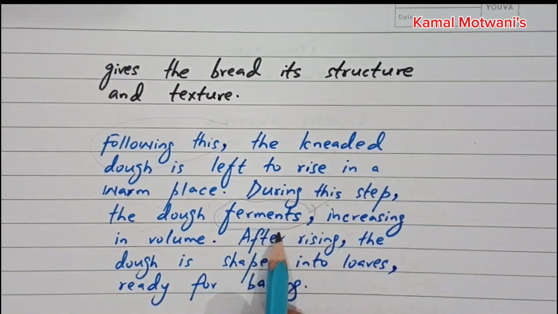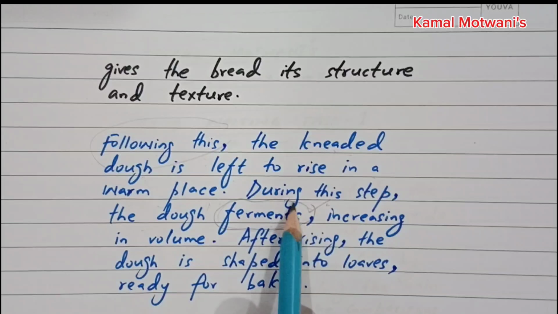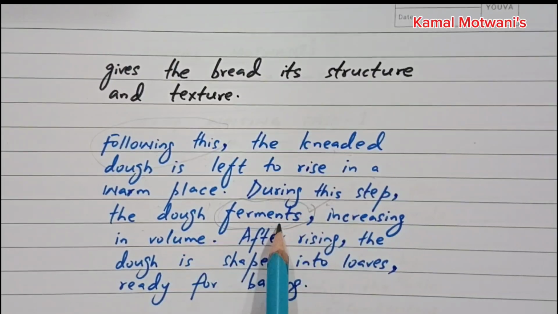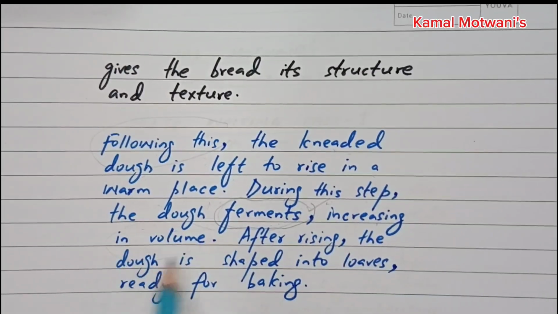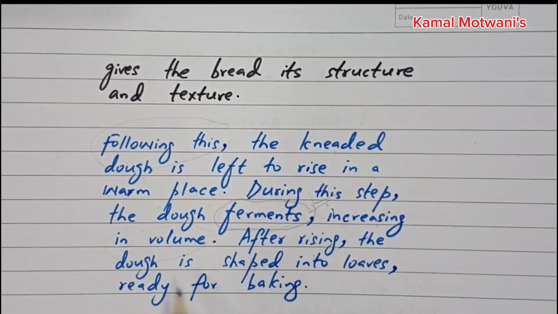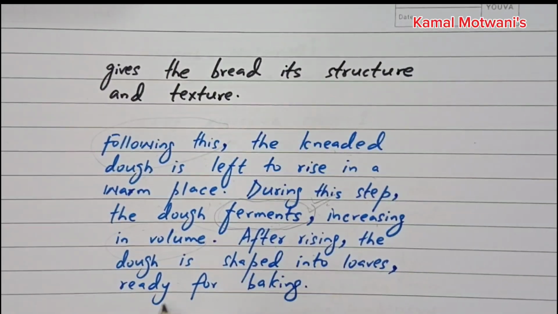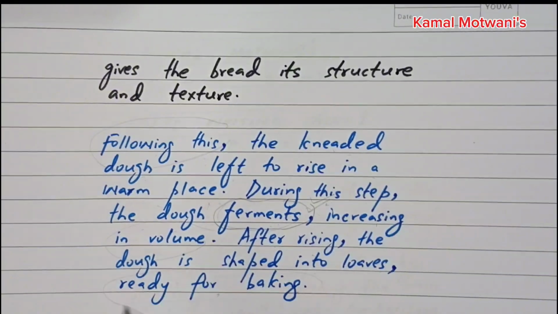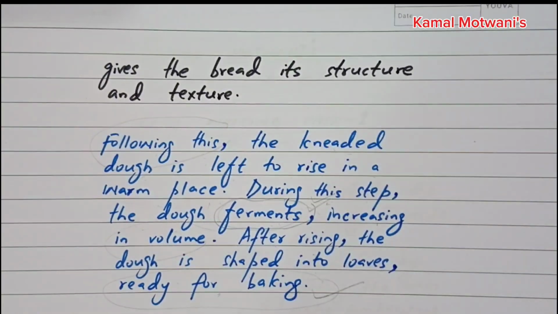Like I have used these terms: during this step, the dough ferments, increasing in volume. See, what is the fermentation process? When yeast is added to any edible thing, then it ferments. It increases in volume. After rising, the dough is shaped into loaves ready for baking. Now it hints at the fifth process.